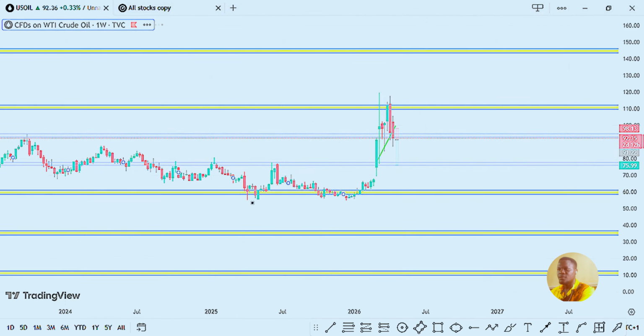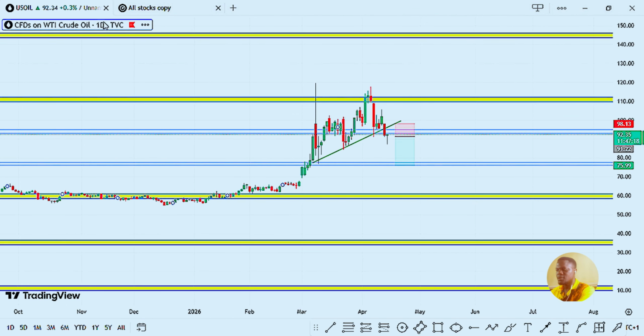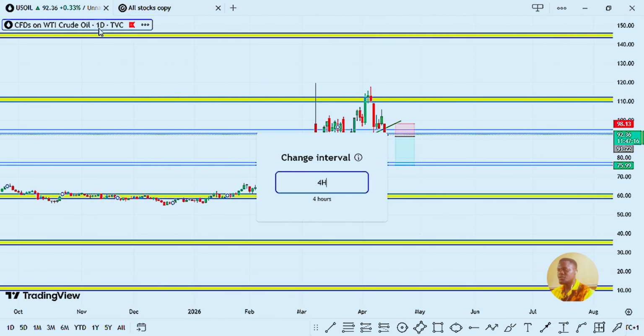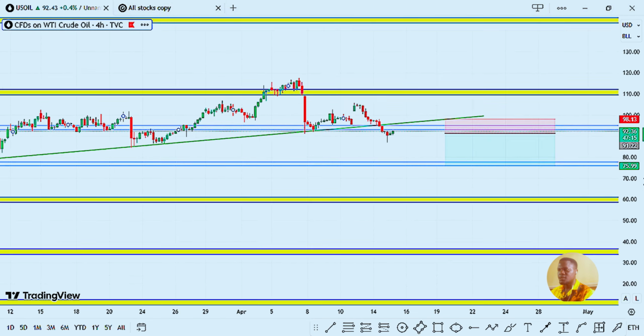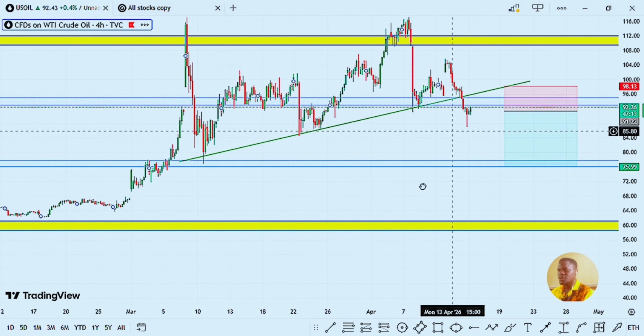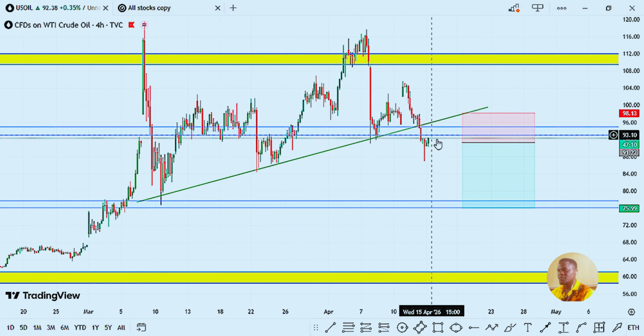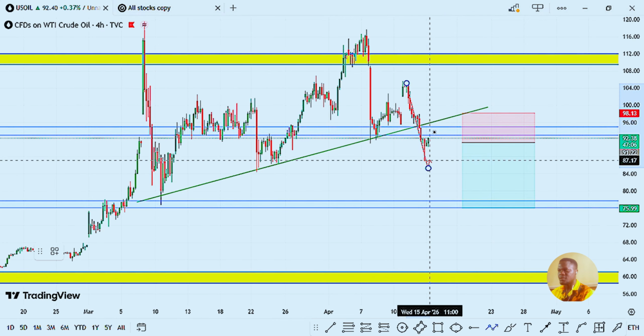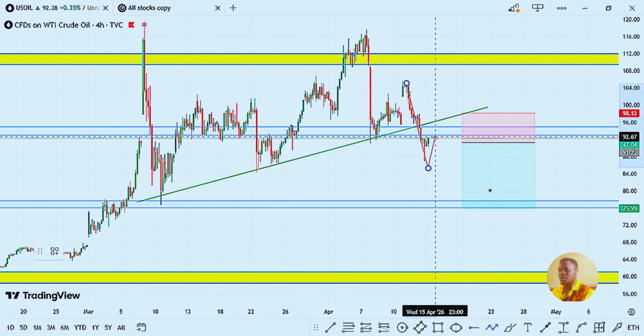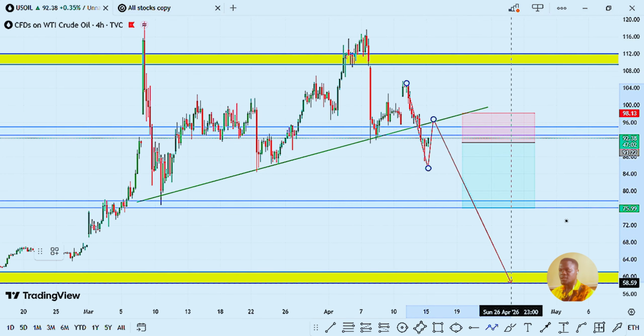So let's see what happens. Let's see if we can look for an entry at this weekly level. We have this first breakout. We might see a correction at this resistance level, then we'll see a decline.